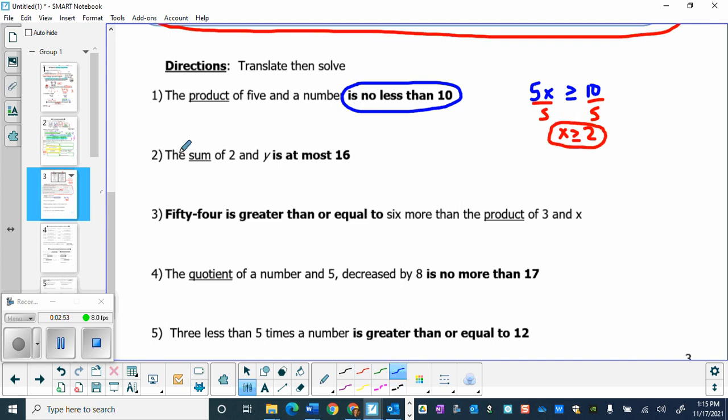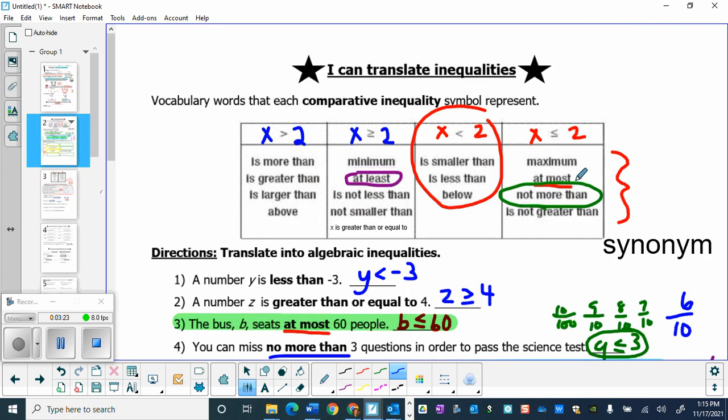All right, the sum of 2 and y is at most 16. So all of this stuff is at most 16. So here's the 16. And if all of this stuff is at most 16, it has to be less than or equal to the 16. So the sum of 2 and y means we're going to add 2 plus y. And that sum, if it's at most 16, we can see it's less than or equal to 16. If you forget that at most means less than or equal to, here it is. At most is in the less than or equal to column.